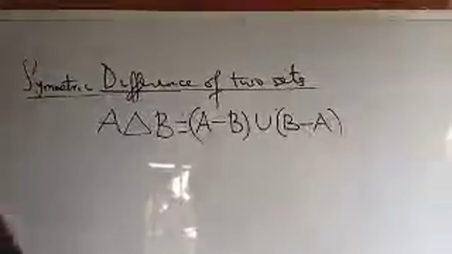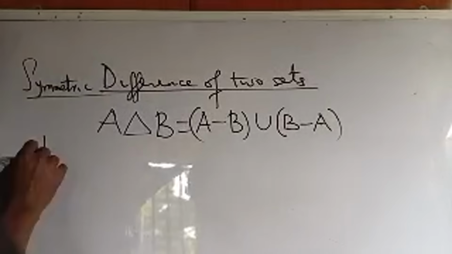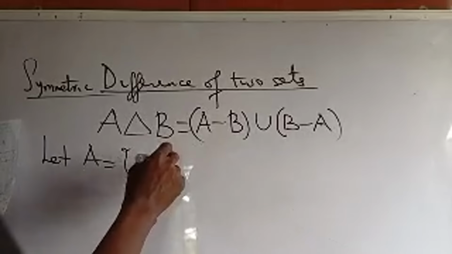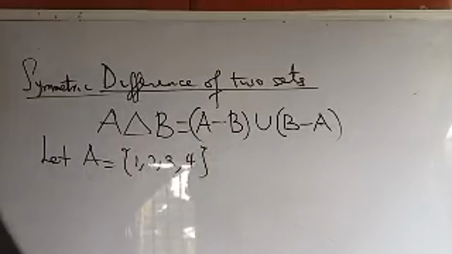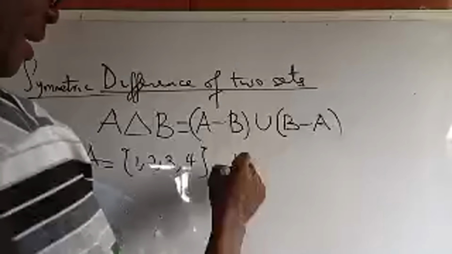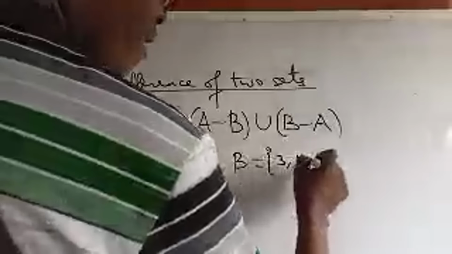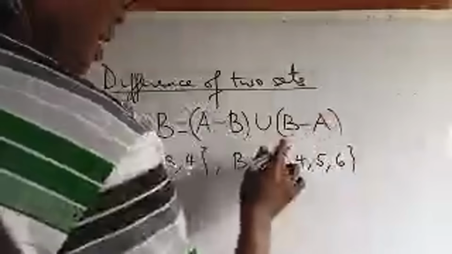Okay, let's look at an example. An example will make it more understood. Let A be equal to {1, 2, 3, 4}. That is, A is a set of elements 1, 2, 3, 4. And B is a set of elements 3, 4, 5, 6.